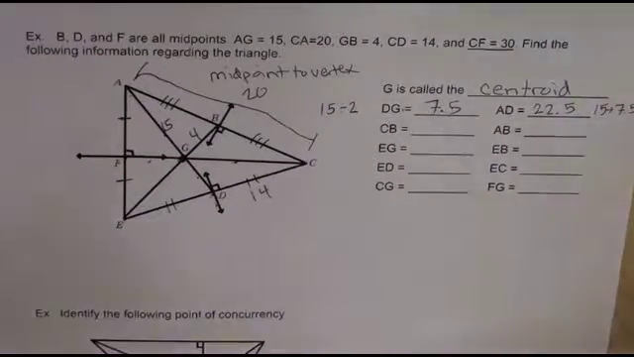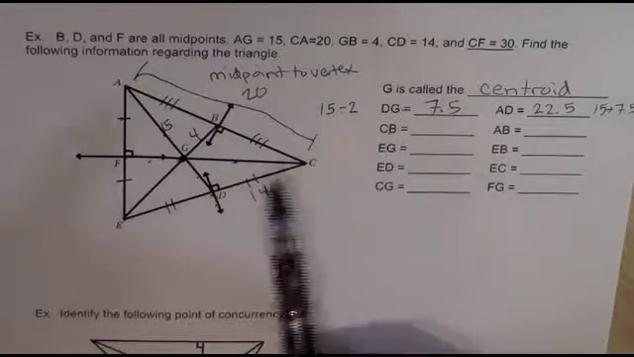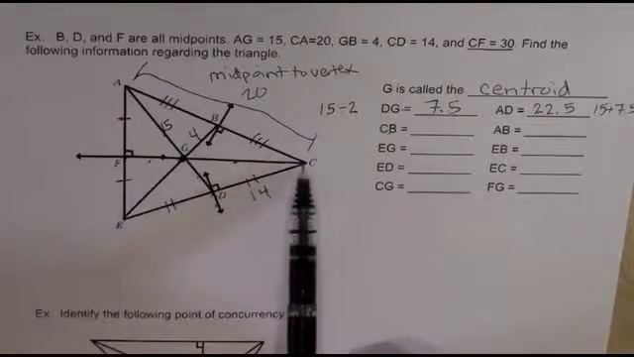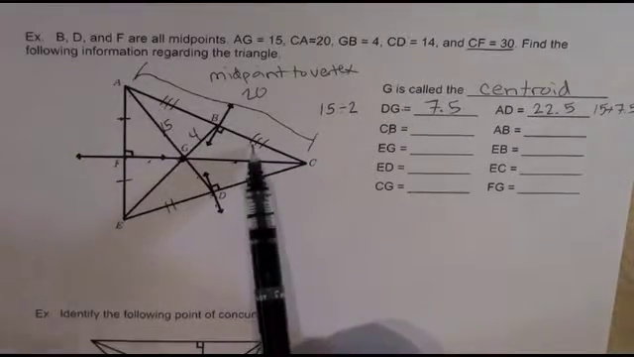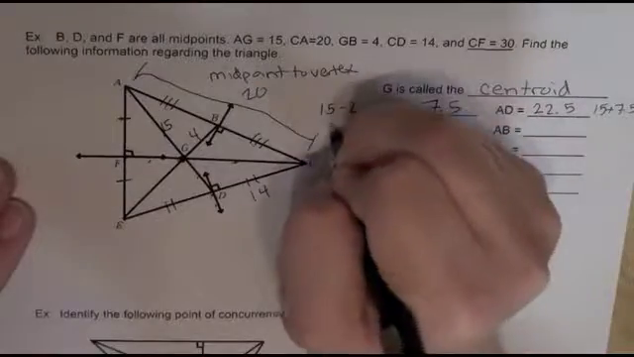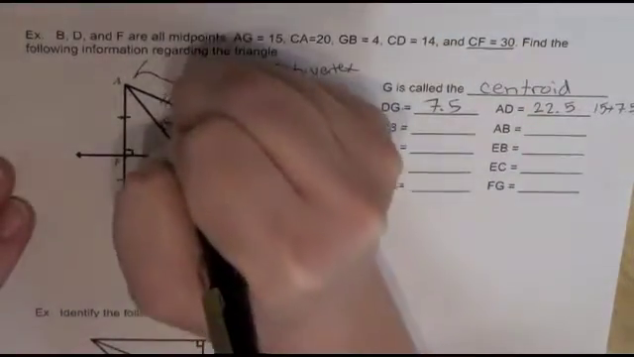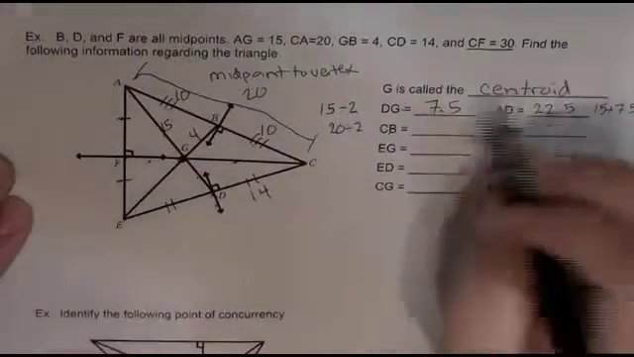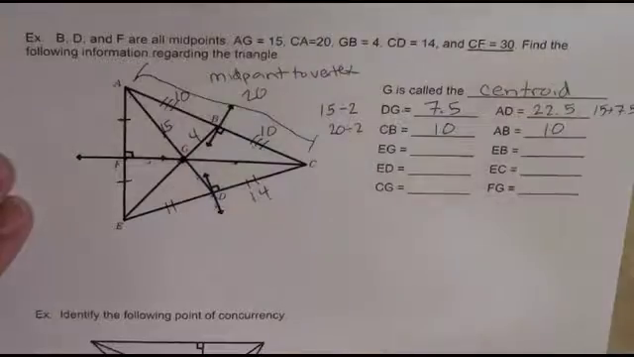All right, CB. Well, CB is very similar to the first example of this section. A to C is 20. We know it's divided into two congruent pieces. So 20 divided by 2, they have to be 10 and 10. So CB is 10. AB is the next question. It also needs to be 10.